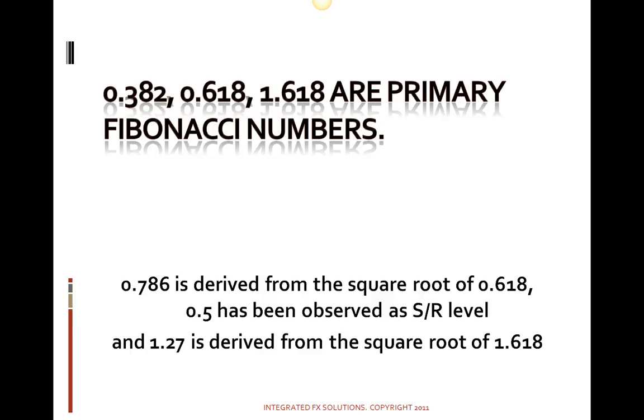0.382, 0.618 and 1.618 are primary Fibonacci numbers. 0.786 is derived from the square root of 0.618. So that means 0.786 is not a Fibonacci ratio, but is derived from the square root of 0.618. Good. 0.5 is not a Fibonacci ratio, but it has been observed as a very good support or resistance level in a swing.